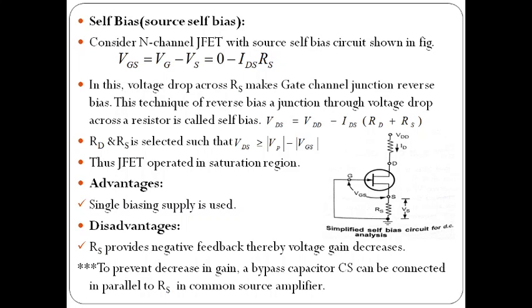To avoid the negative feedback in the CE amplifier voltage divider circuit, we use a bypass capacitor. So to prevent the gain decrease in the circuit, we use a bypass capacitor CS across, or parallel to, the RS in the common source amplifier. We just need to keep one capacitor parallel to the RS resistor. Then we can increase the voltage gain.